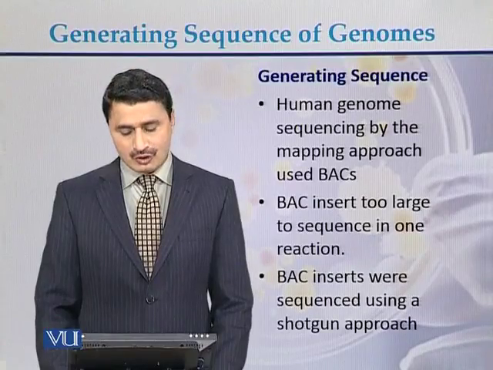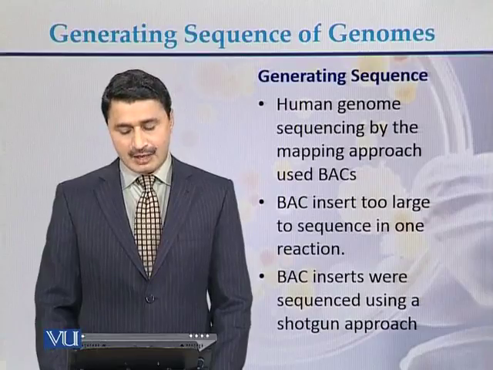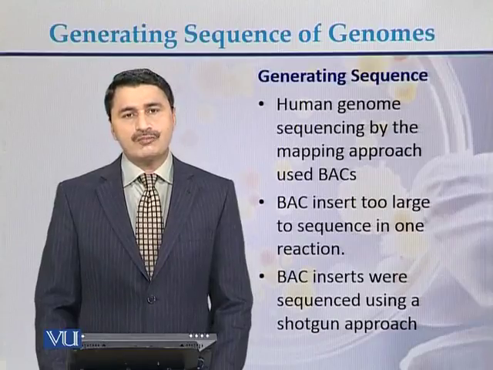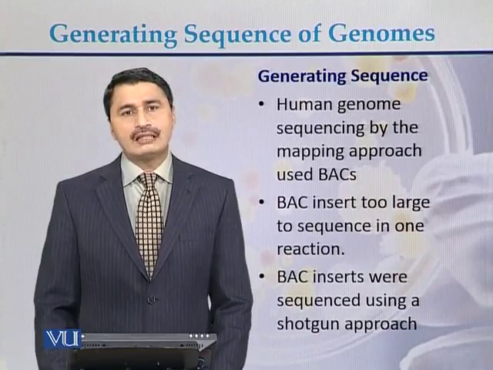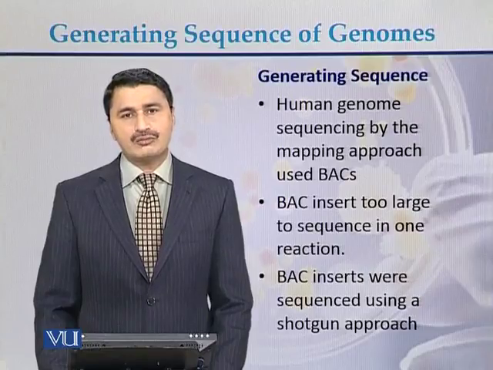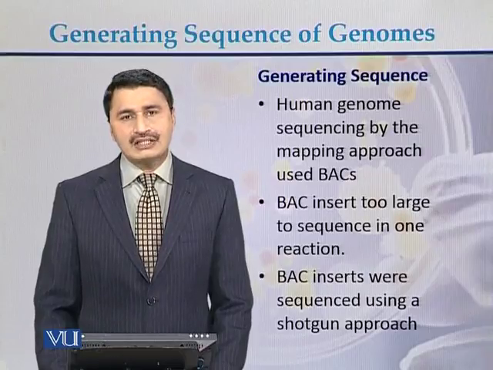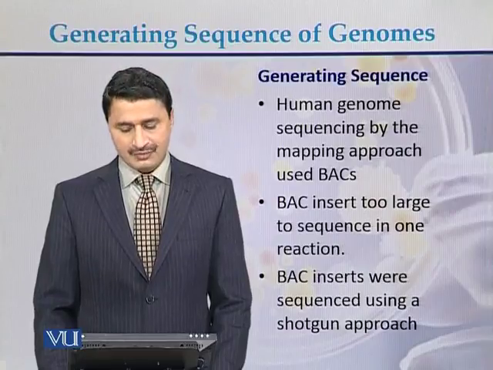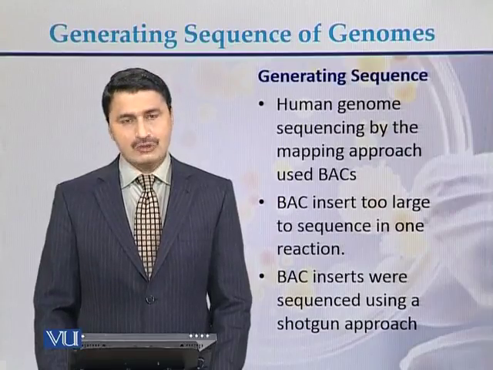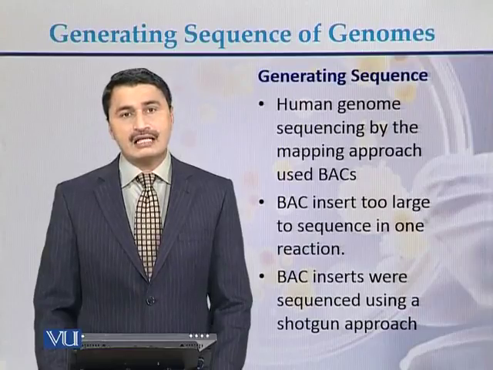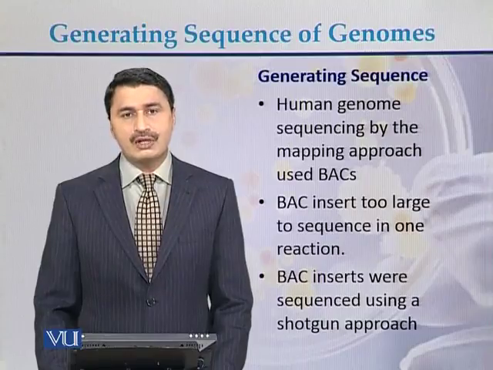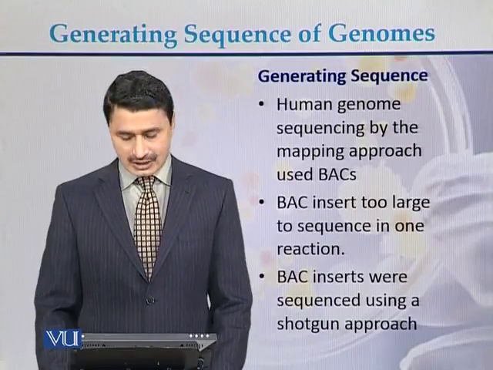In the case of the human genome, a sequencing by mapping approach was used with bacterial artificial chromosomes. While sequencing the human genome, the bacterial artificial chromosomes were used. So initially, the DNA or the larger fragments were cloned into the bacterial artificial chromosome. BAC inserts are too large to sequence in one reaction. So these were the large fragments which were inserted into the bacterial artificial chromosome. They cannot be sequenced directly.